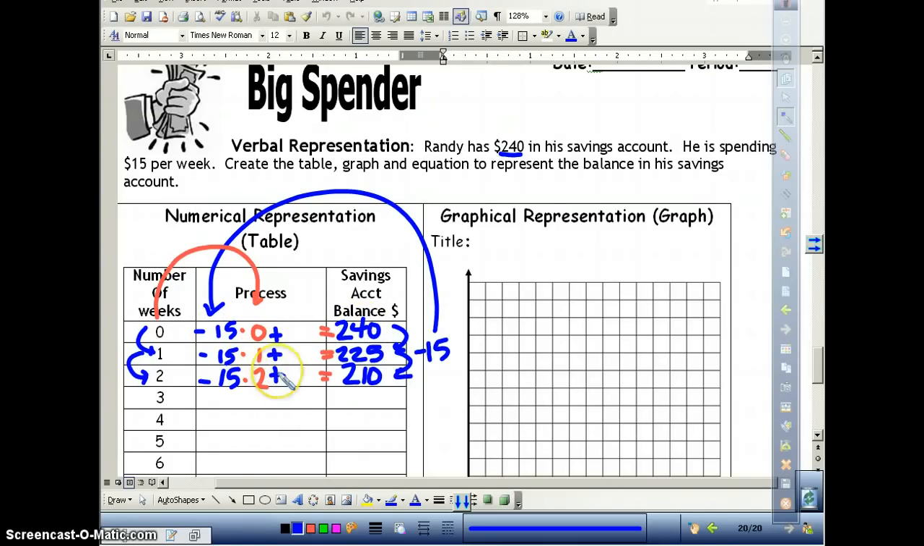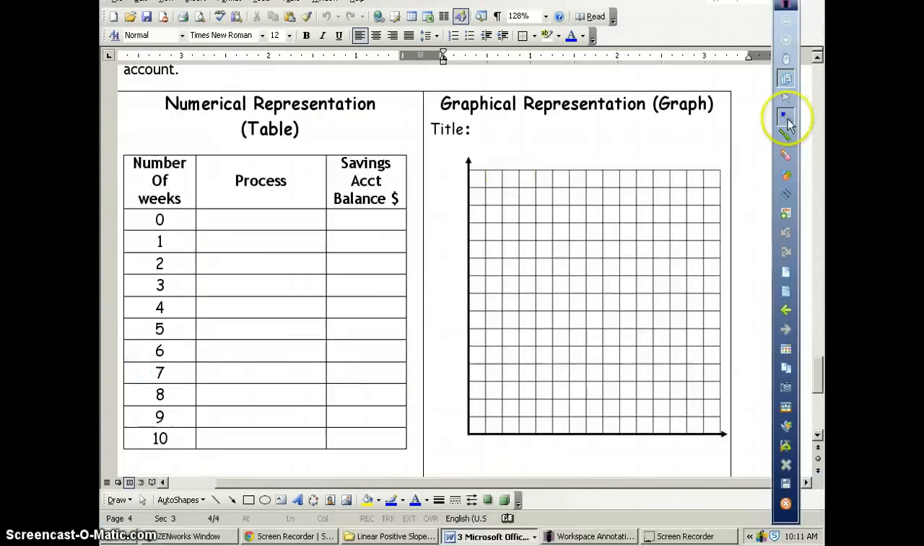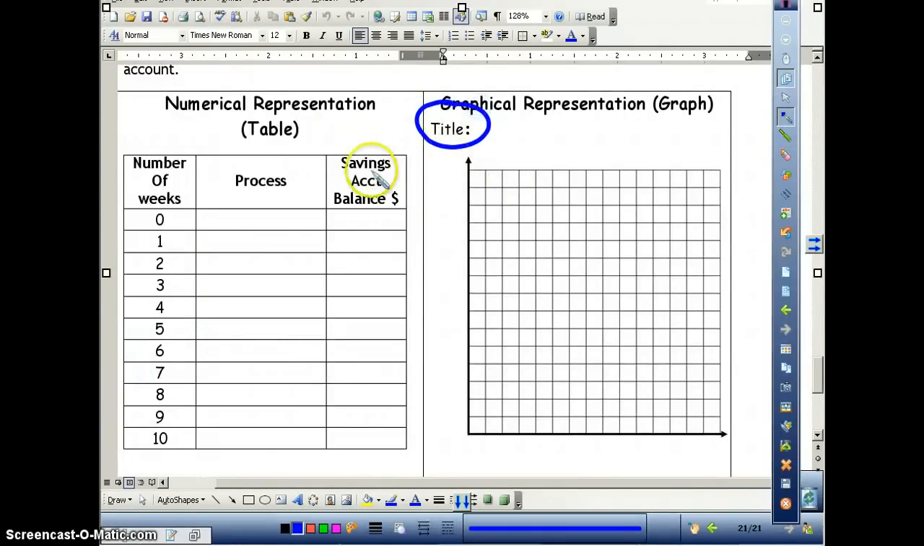All right? And before this video ends, I want to talk about how you're going to set up your graph. Don't forget to give your graph a title. Here, does the number of weeks depend upon the balance, or does the balance in your savings account depend upon the number of weeks? Your balance goes here, and weeks goes down here. 0, 0. Good luck.